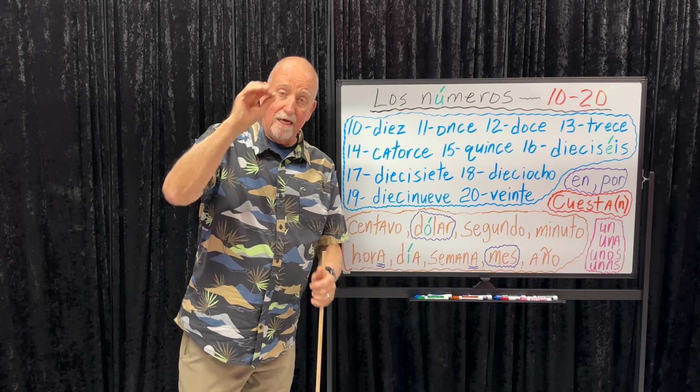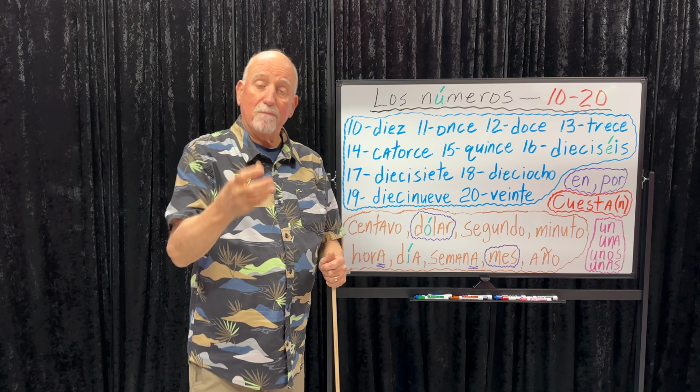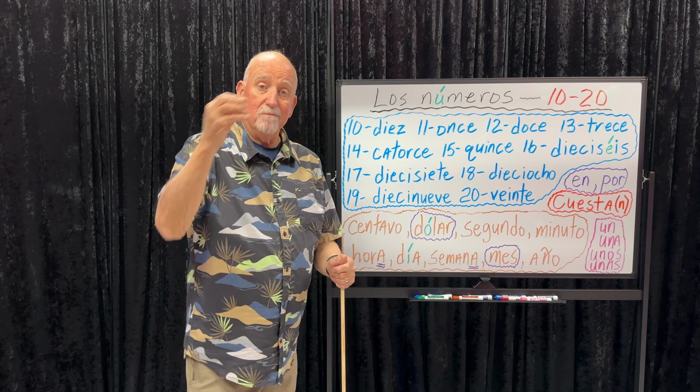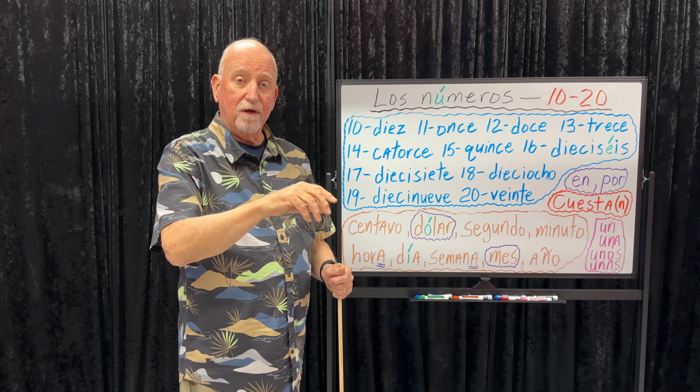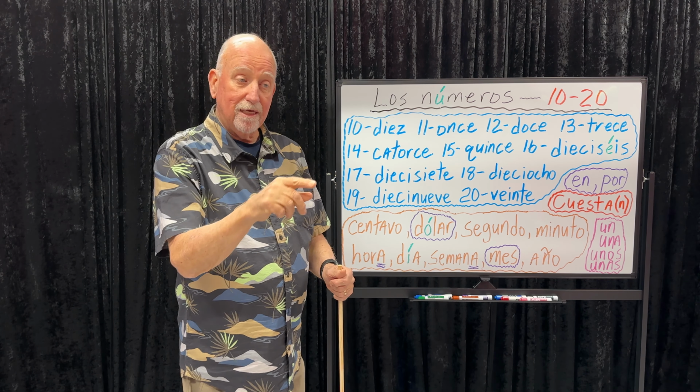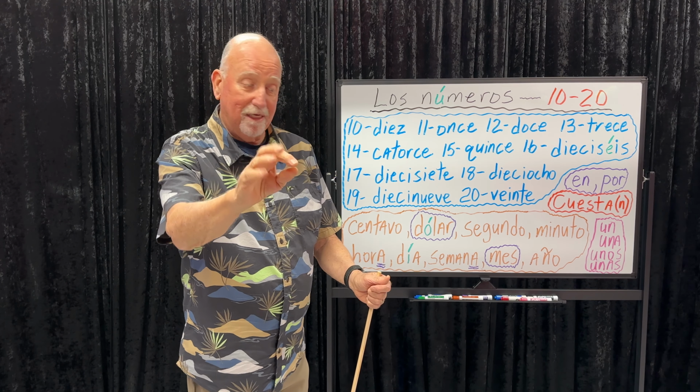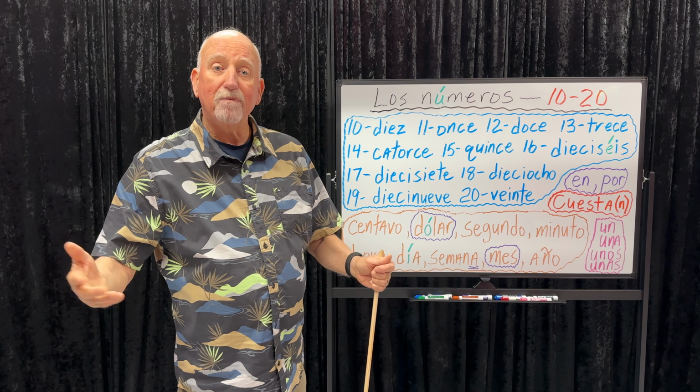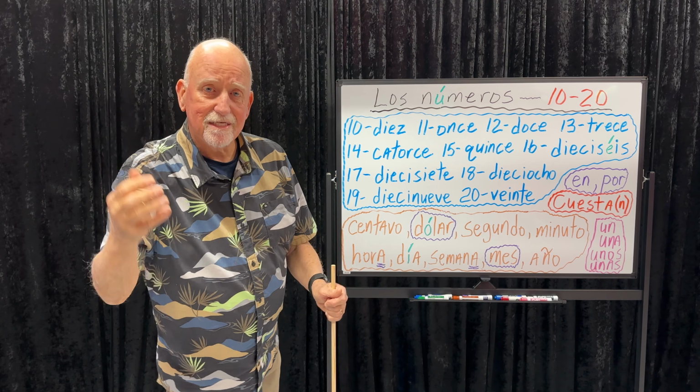Se toma la bolsa de palomitas. You take the popcorn bag. Se pone en el microondas. You put it in the microwave. Y se oprime. You press el botón que dice palomitas. You press the button that says popcorn. How easy. Qué fácil. Qué fácil.